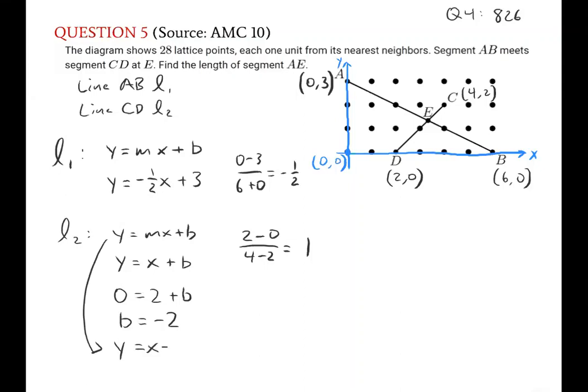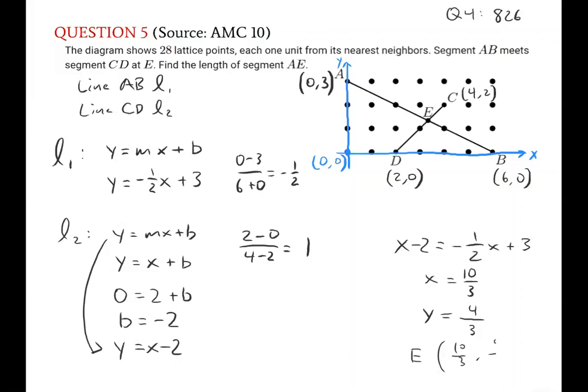So that leaves us with our second line. Now we can set both of these lines equal to each other, and we'll be able to find the point of intersection, or point E. If you do all that, you'll find that x is equal to 10 over 3. And if you plug x back into one of these equations, we'll find that y is equal to 4 over 3. And that is E.